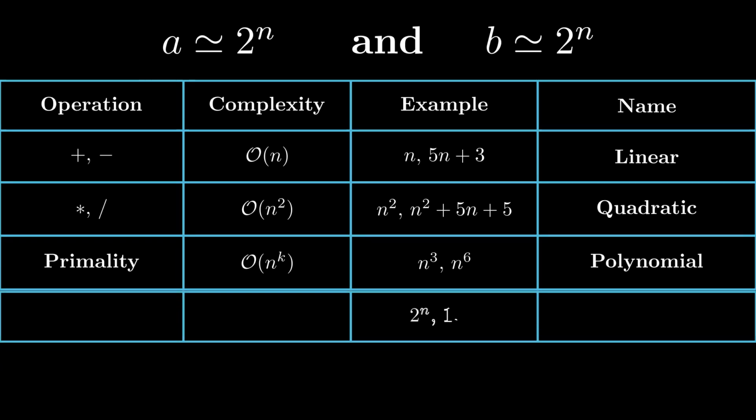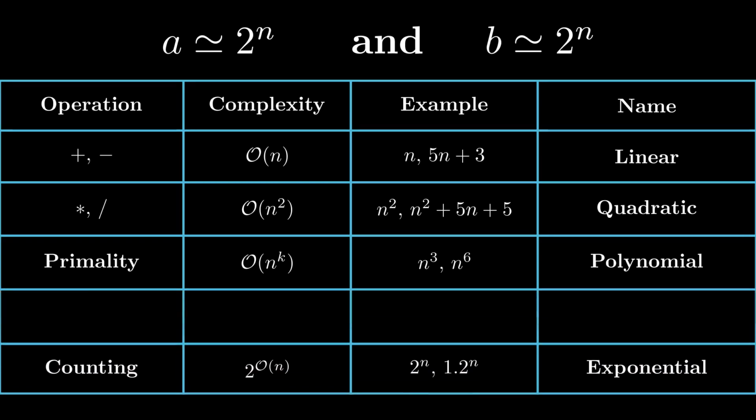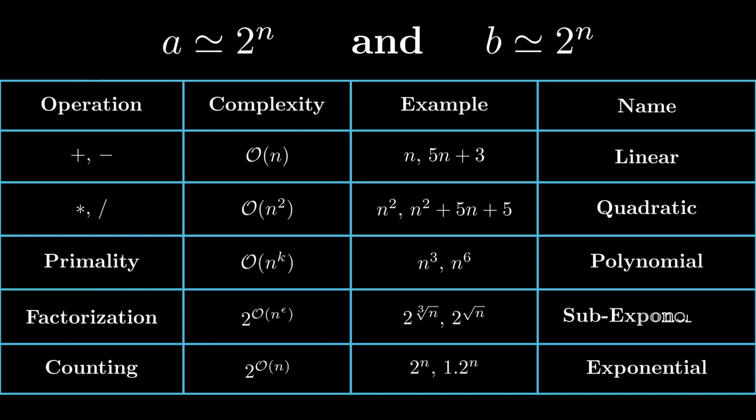If the number of operations needed is about 2 to the power n, 3 to the power n, or n factorial, we say that the complexity is exponential. This usually takes decades to compute. There are also other complexities like sub-exponential, which is between polynomial and exponential. In this video, we will walk through one of the fastest algorithms to factor a large number.